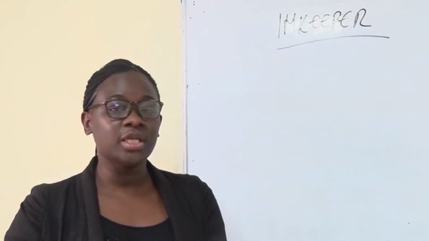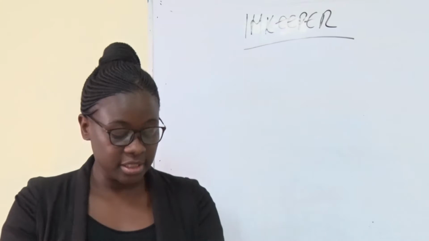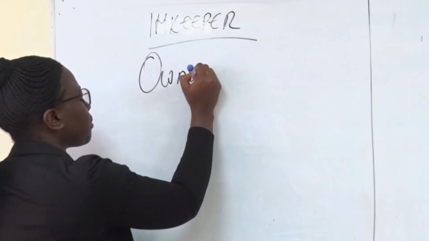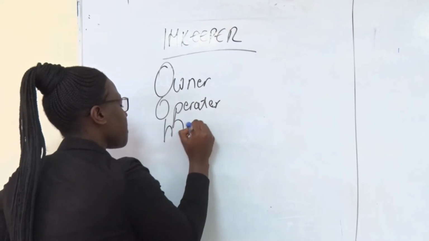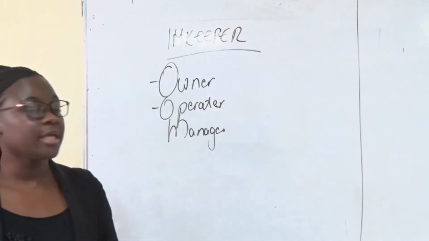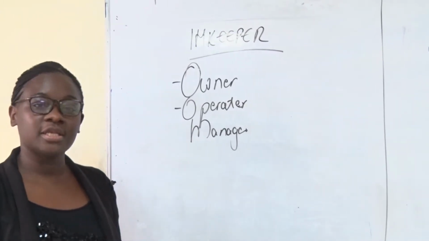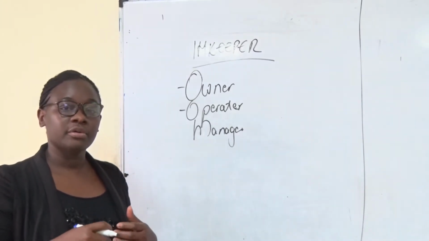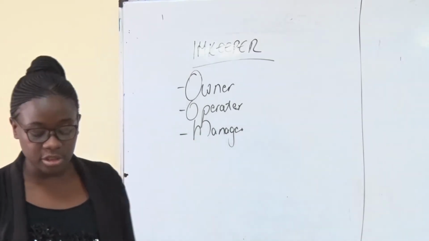So to begin with, we need to know the definition of an innkeeper. Now when we say an innkeeper, this is simply an owner, operator, or manager. An owner meaning he or she owns the premise and the hotel establishment. Operator, or rather, that is the person that is employed, either a housekeeping person, chef, or a waiter. And then the manager, of course, has to be employed or may end up owning that particular premise.